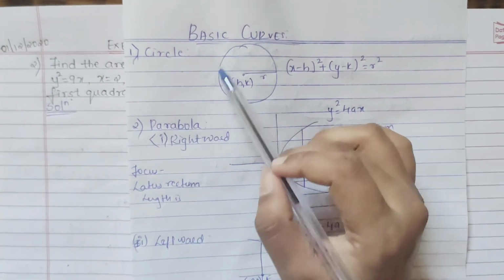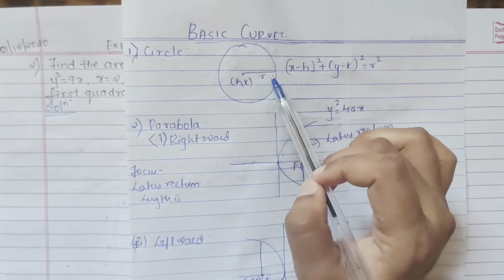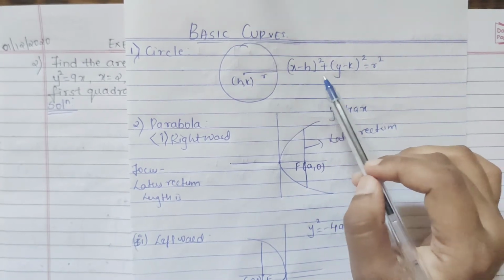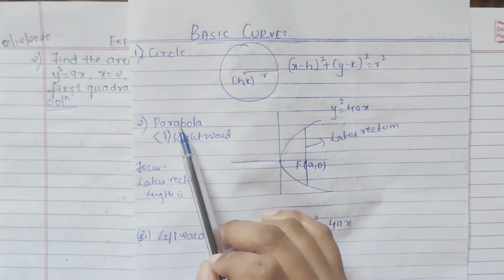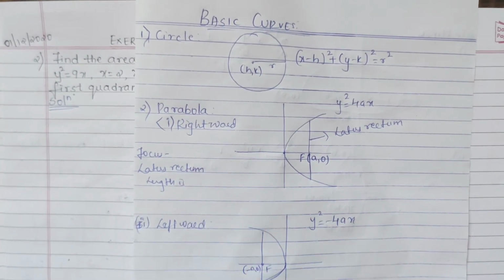So circle, see, circle is given, center is given by h comma k, and our radius is r. So its equation is given by (x minus h) whole square plus (y minus k) whole square is equal to r square. Then you have parabola. Okay, parabola, there are four types. Okay, four types you have.